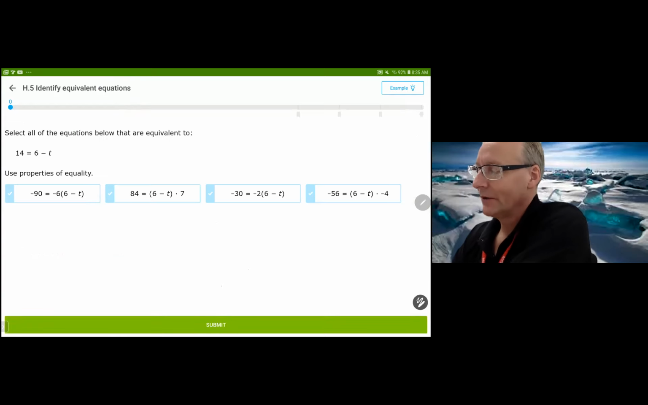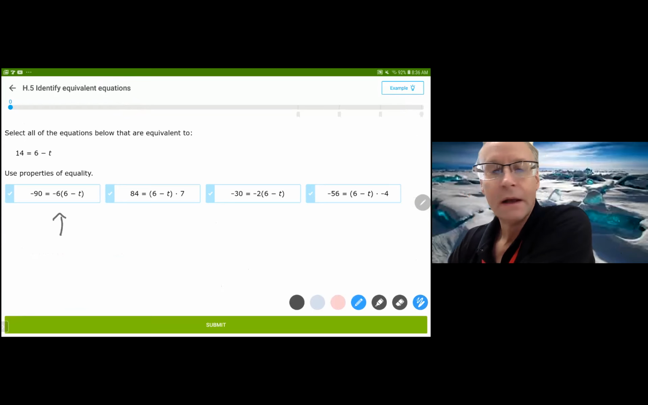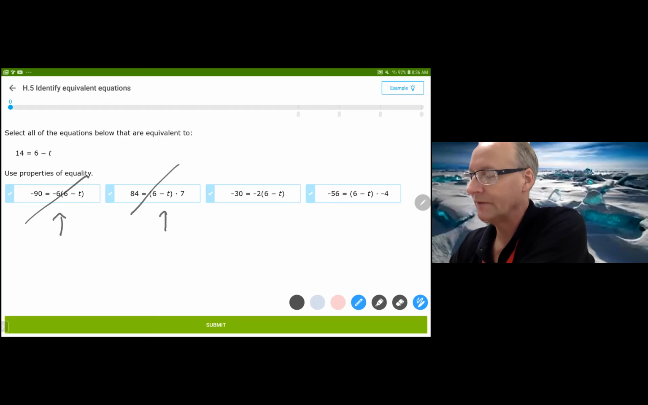Okay, so here's the trick. We've got 14 is equal to 6 minus t. And if you take a look at this first one, let me point at it. I multiplied by -6 on the right. And if I multiply by -6 on the left, it does not give me -90. So that one is wrong. In the second one, I multiplied the right side of my equation by 7. And I also multiplied the other side of my equation by 7. And it does not give me 84. 7 times 14 is not 84. 12 times 7 is 84.